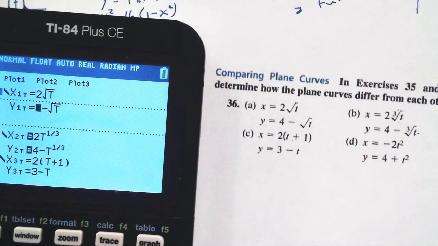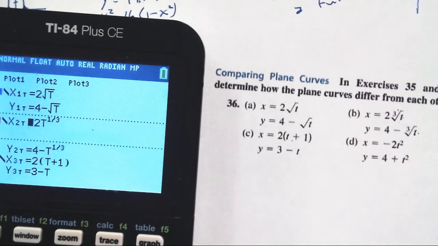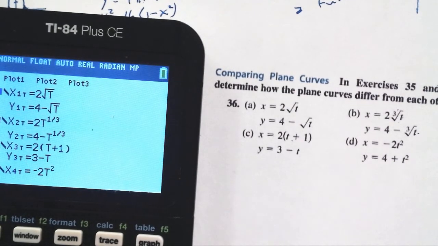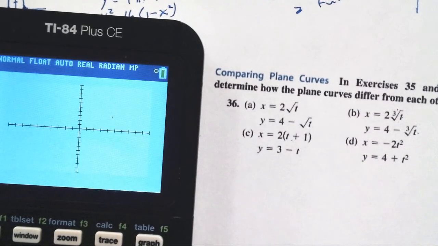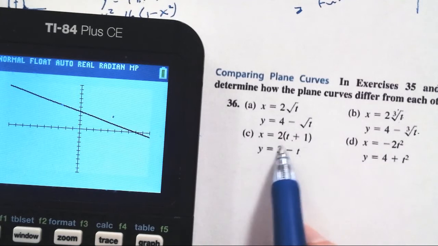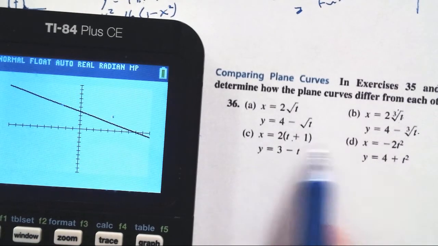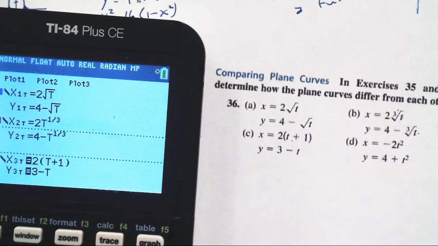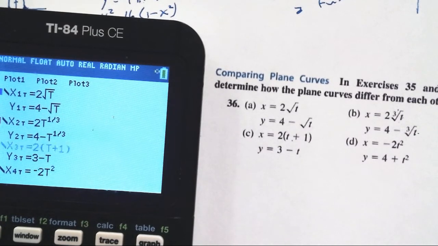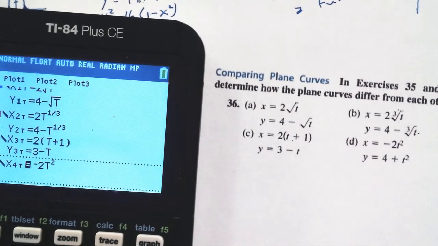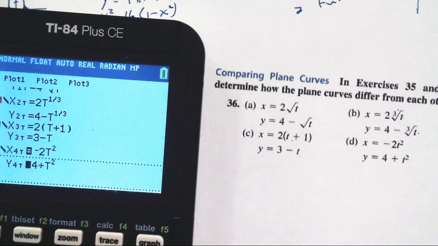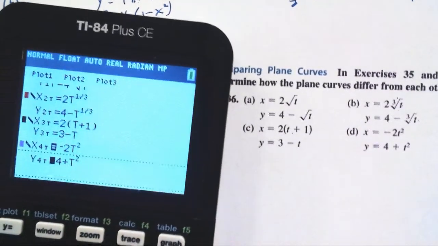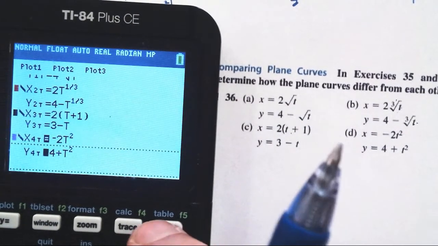Y equals. Turn this one off. Then I'm going to tell you why they all look the same. Yep, looks the same. It was easier calculations for the calculator too. And then I'm going to go to D. Y equals, turn that one off, turn that one on, and as you can see, we've got the same function. And graph that one.